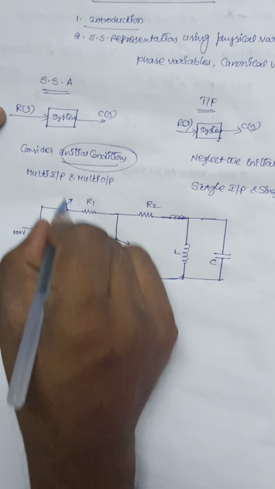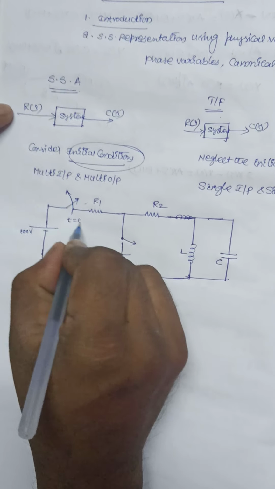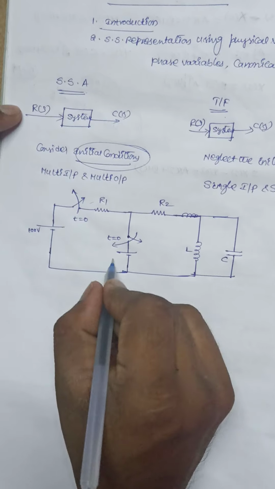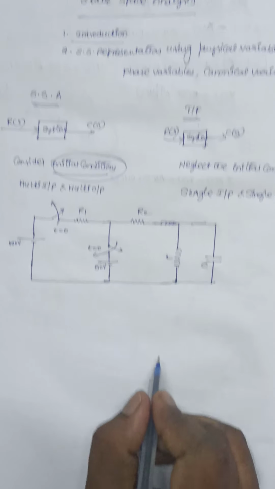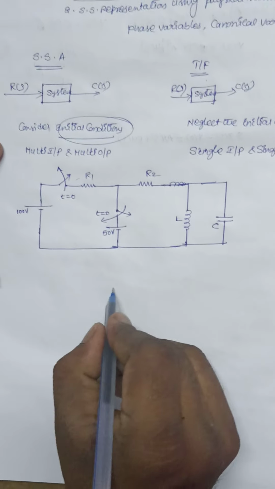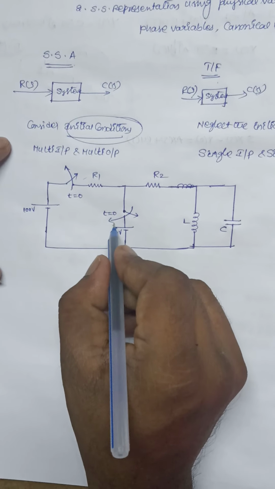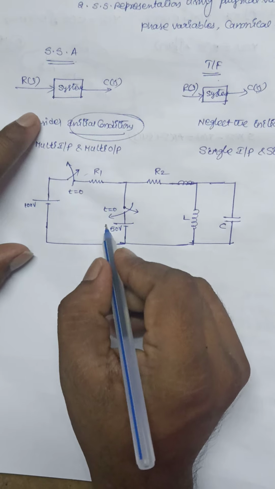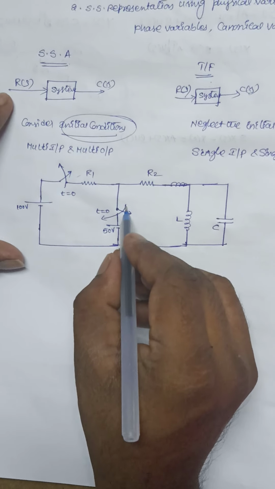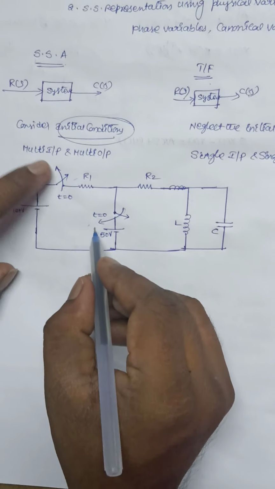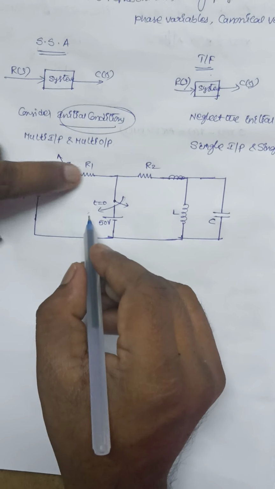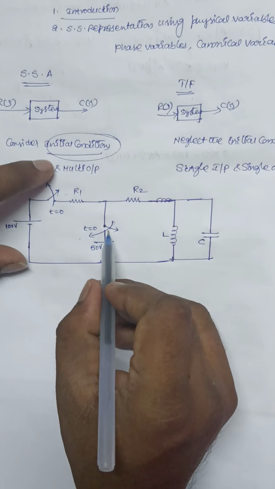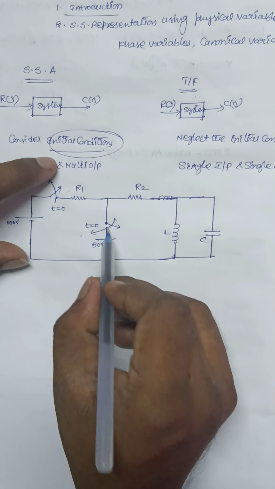At t is equal to 0, one switch is opened and the other is closed. Let us assume the other voltage source is 50 volts, and t is equal to 0 is the switching action here. That means previously it is in contact with this R1 and the 100 volt source, and previously the other branch is open circuited.